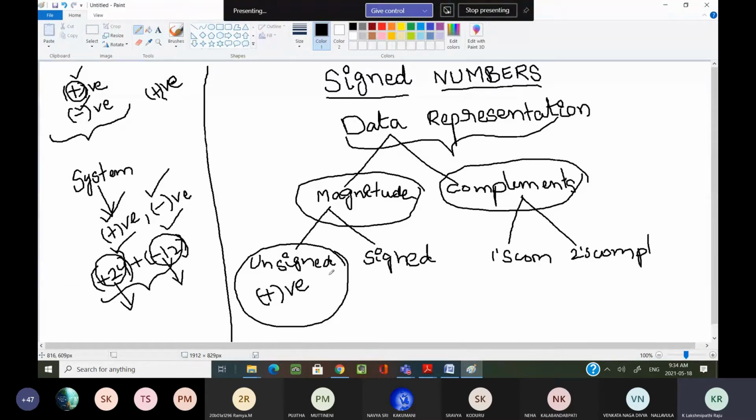Everything we are taking, we are considering it as a positive number. So many people may get a doubt: sir, you are saying that 12 minus 14. Okay, 12 minus 14. This I am treating as a positive unsigned number. This also I am treating as a positive, sorry, unsigned number. Here I am not mentioning any signs, whether it is plus 12 or minus 12.